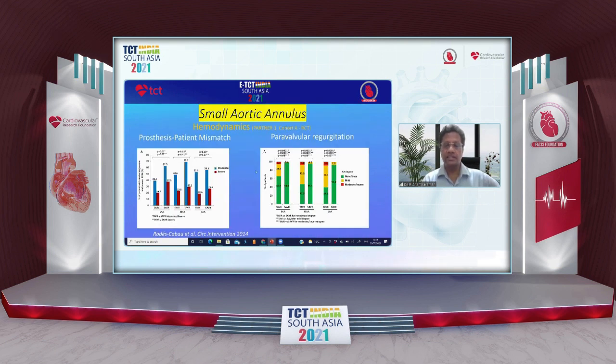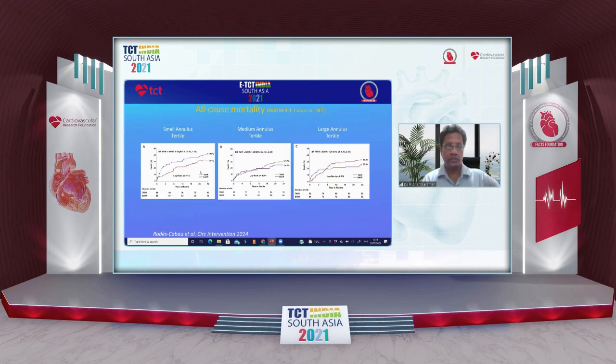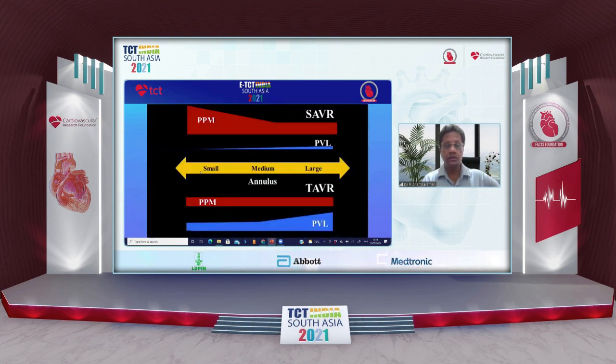This is our very early data from PARTNER 1, showing that irrespective of whether it is SAVR or TAVR, when the aortic annulus is small, their outcomes are very poor. When the aortic annulus is moderate and large, it's slightly better. For TAVR, obviously, paravalvular leak is quite high in the TAVR group compared to the SAVR, because the surgeons will sew it and have very minimal paravalvular leak. And the outcomes are the same. For the small annulus, the outcomes are worse. So this is what is shown in SAVR. Obviously, the patient prosthesis mismatch is high, but the paravalvular leak is low, and the opposite is for the TAVR.